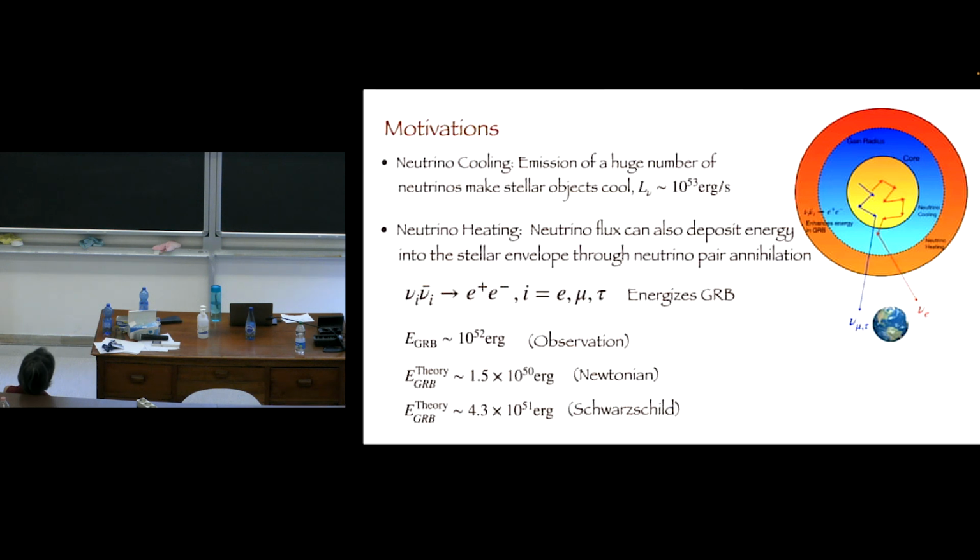Also, one thing I just want to say is that we know neutrinos are emitted from a core collapse supernova or from merging neutron stars, and when the neutrinos come out, it makes the stellar object cool.